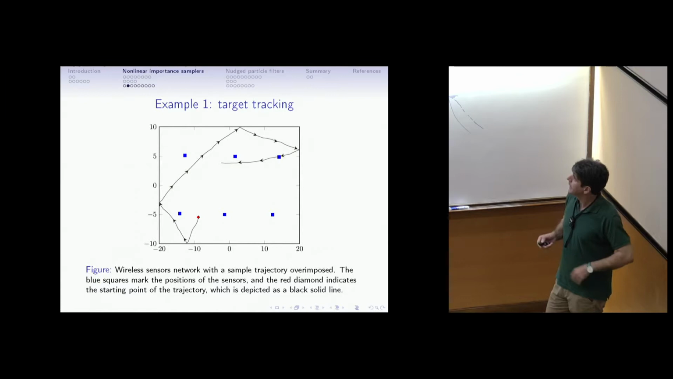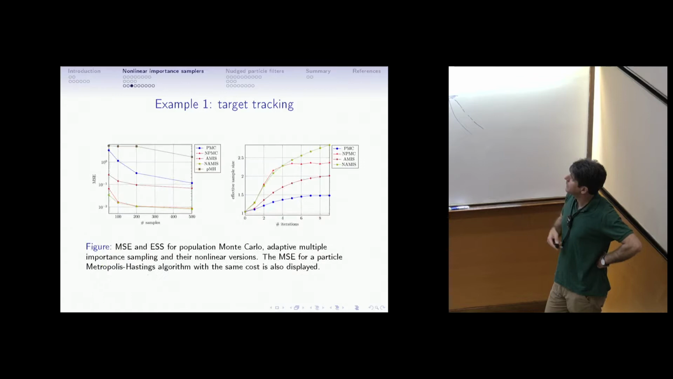Now, the trajectories look like this. This is the region where we are performing the tracking. The blue squares are the sensors, and typically the object is going to move bouncing off the borders of the region, so you get trajectories of this sort, right? We have applied three algorithms to solve the problem, okay?